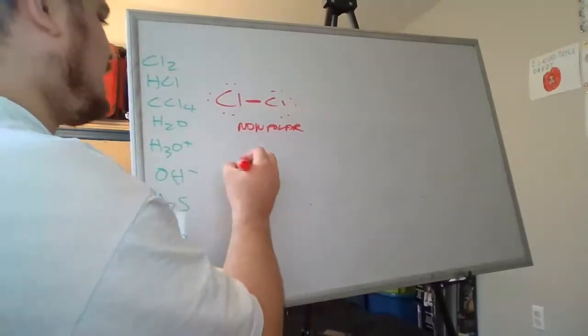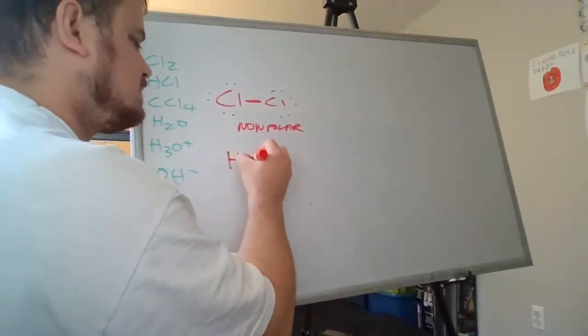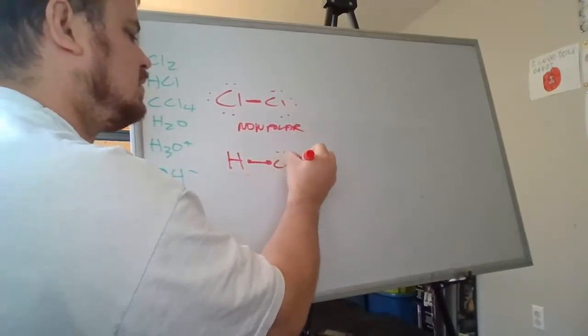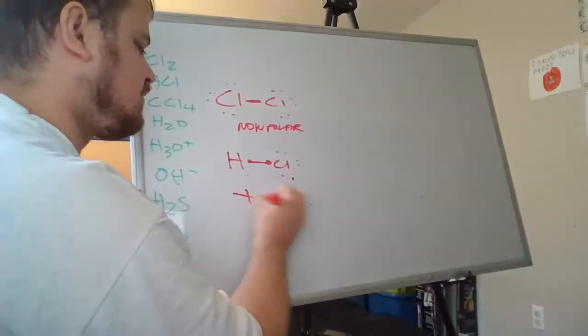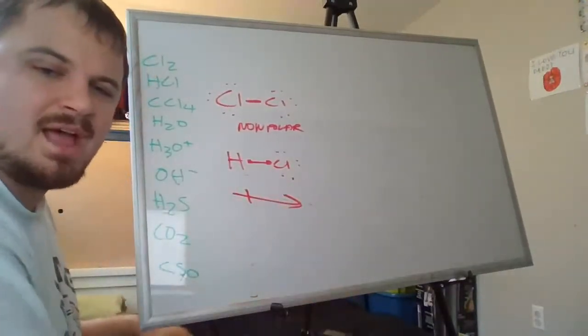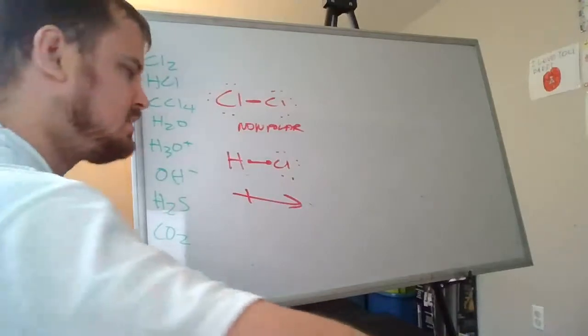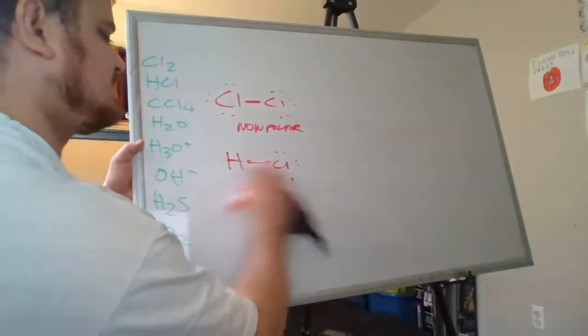Okay, let's move on to HCl. H bonds with Cl. Who wins when they fight over electrons? That'll be chlorine. And so your final dipole moment just looks like that. You only have one bond to think about, so you don't have to do any type of combination.